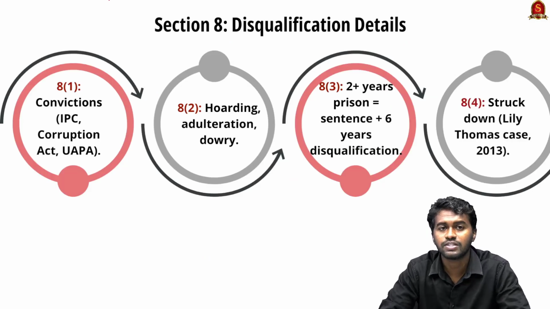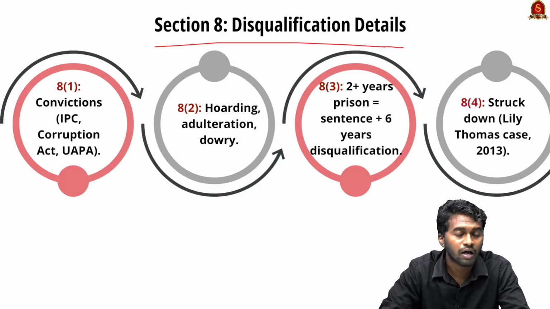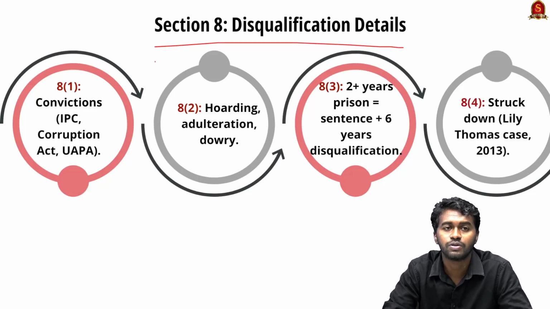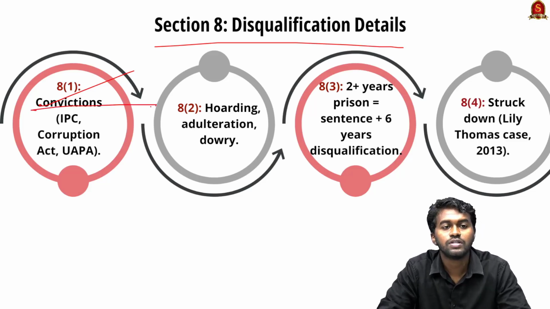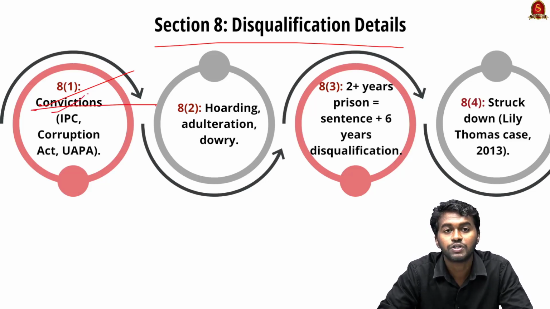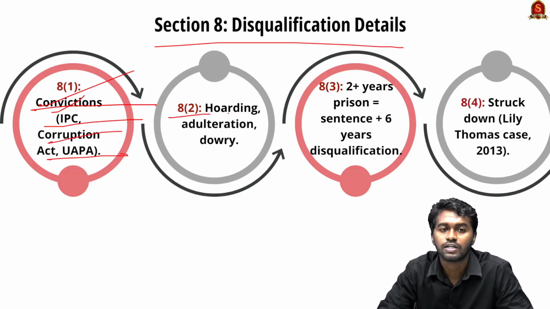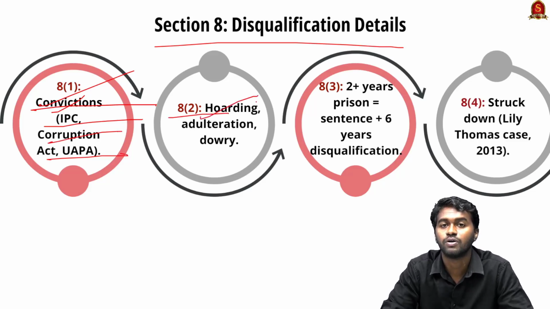And coming to Section 8 of the RPA, that is Representation of People's Act. We are going to look at more details of Section 8. First, we have Section 8 Clause 1. This provision talks about the conviction of candidates under serious provisions like IPC, UAPA and the Corruption Act. The next is Section 8 Clause 2. It addresses offences like hoarding, adulteration, and dowry.